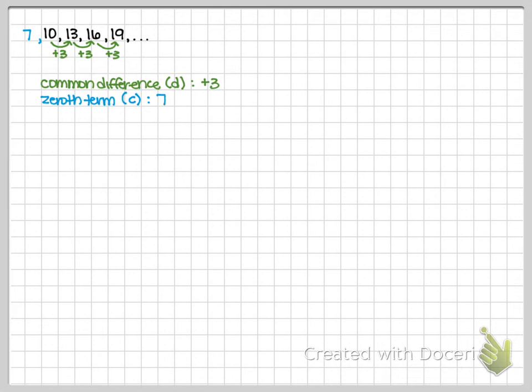All right, let's see if we can write the equation now. So this is our explicit equation, which is going to be T of n is equal to dn plus C. Plug everything in where it goes. The common difference we got was +3, and the 0th term we got was +7. Now we want to find that. We're still going to stick with the 17th term.